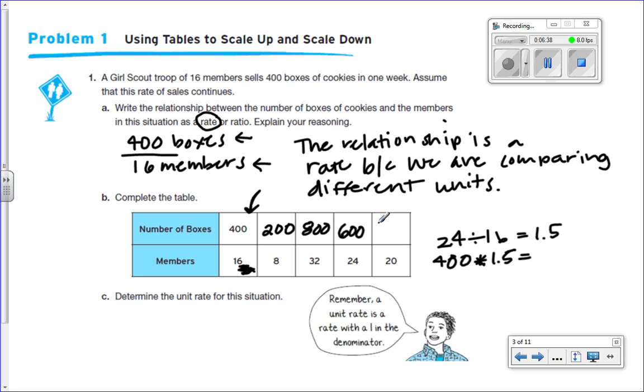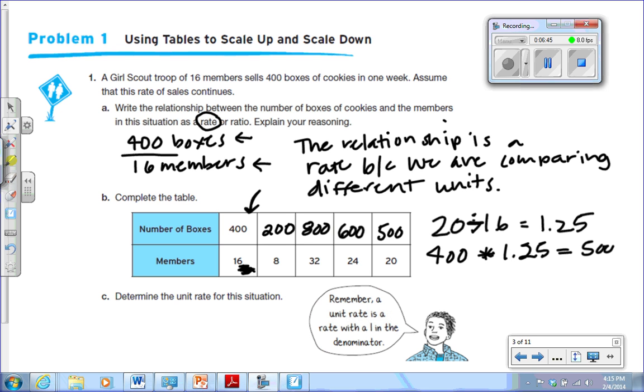I'm going to let you take that last one and then pause it and come back and see if you got it correct. Okay, so this last one is scaling up as well because we took 20 and we divided it by 16. That gave us 1.25. So that means we took 16, we multiplied by 1.25 to get this 20 right here. So if you do the same thing for the 400, we take 400, we multiply by 1.25. That gives us the 500 that we have here.